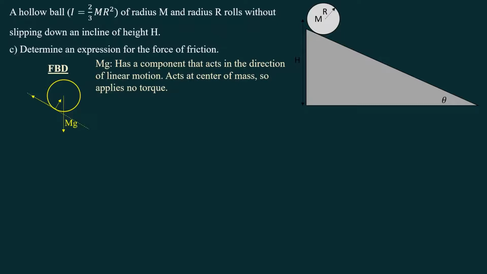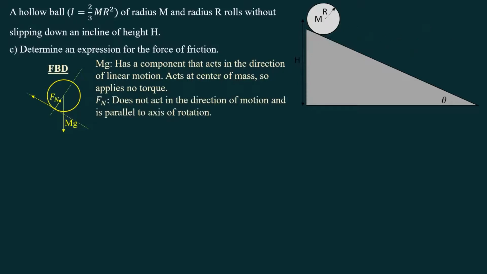And not all these forces apply to all these equations. So mg is going to apply to F equals ma. It has a component of its force that acts in the direction of linear motion, because motion is downhill, obviously. That's the direction of motion. So gravity doesn't act that way, but a component of it does. There's a component downhill, which is mg sine theta. But it doesn't apply any torque. That's going back to the cannonball question. When you have weight, when you have a force acting at the center of mass, there's no torque there.